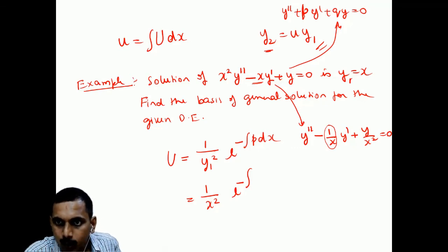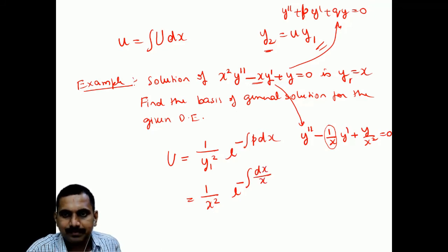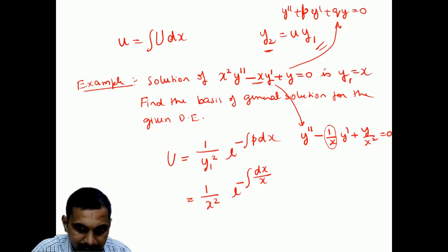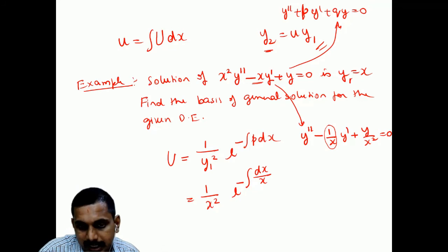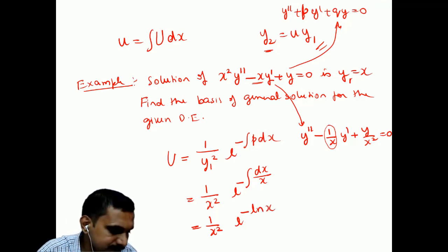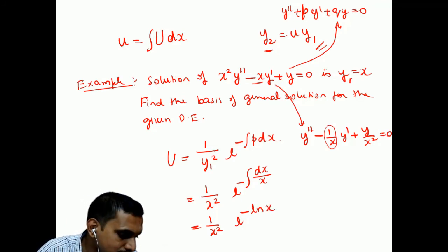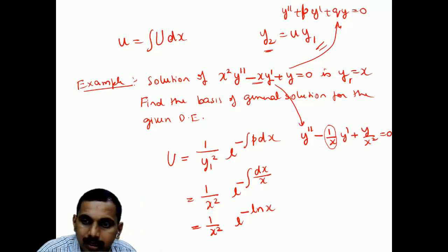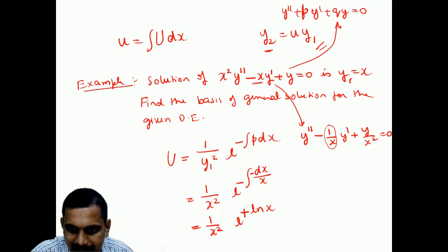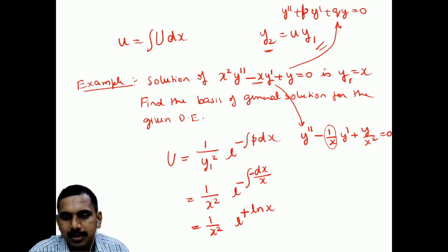What is p here? 1 by x. So let us have dx by x, correct? So let us get the integration of this. So this will be what? This will be equal to 1 by x square into e power minus log x, correct? So minus log x, when I say, sorry, this is minus x, I'm sorry, this is minus 1 by x, so this becomes plus x.